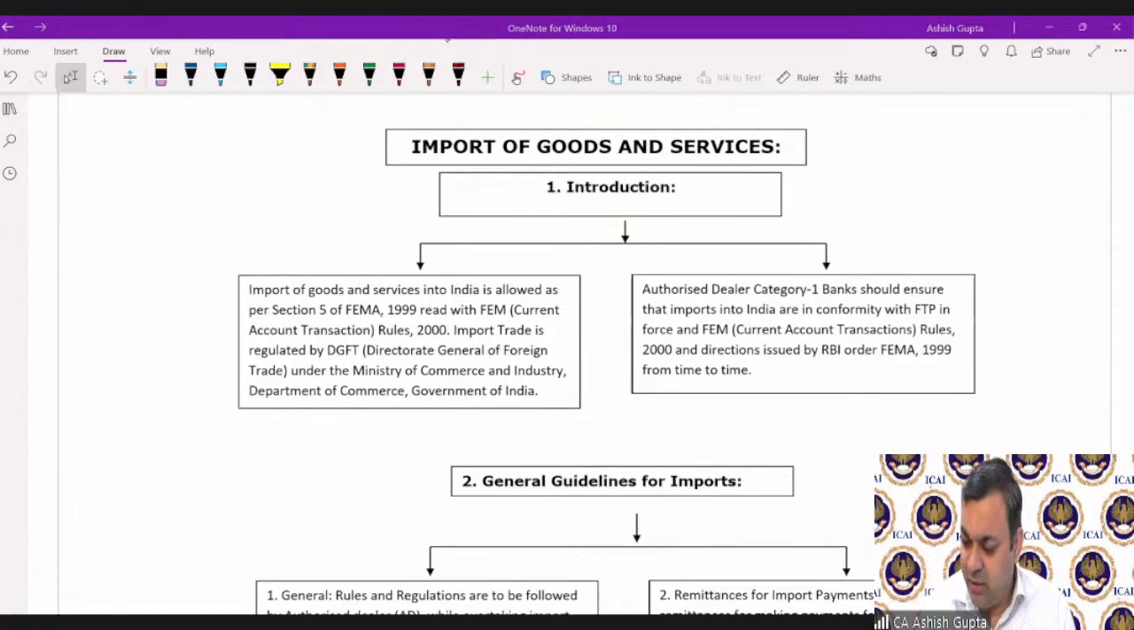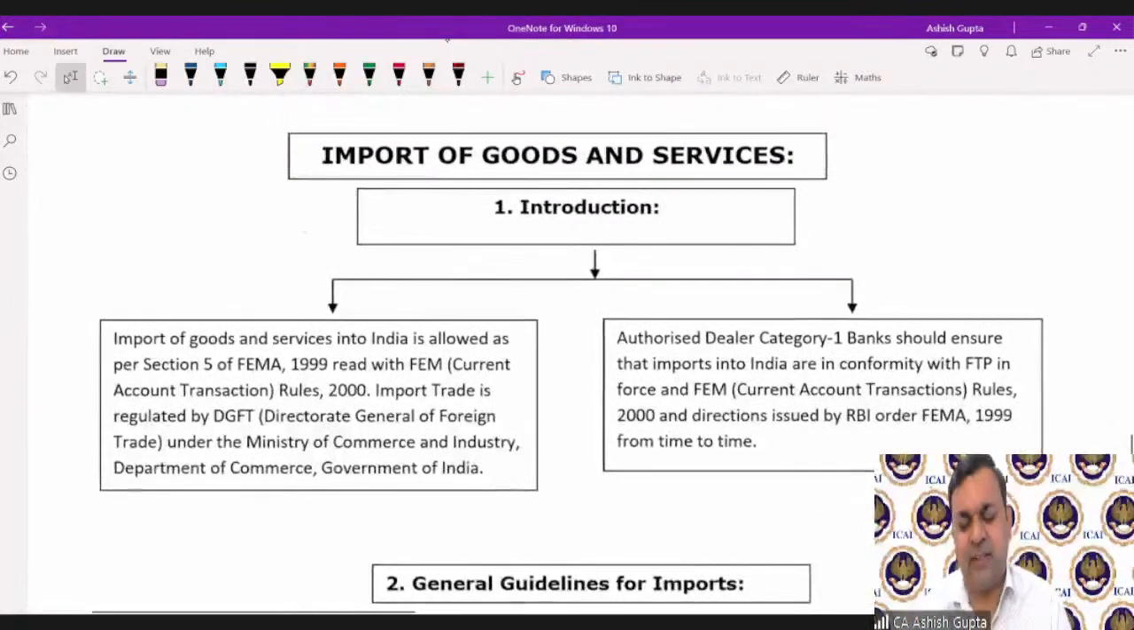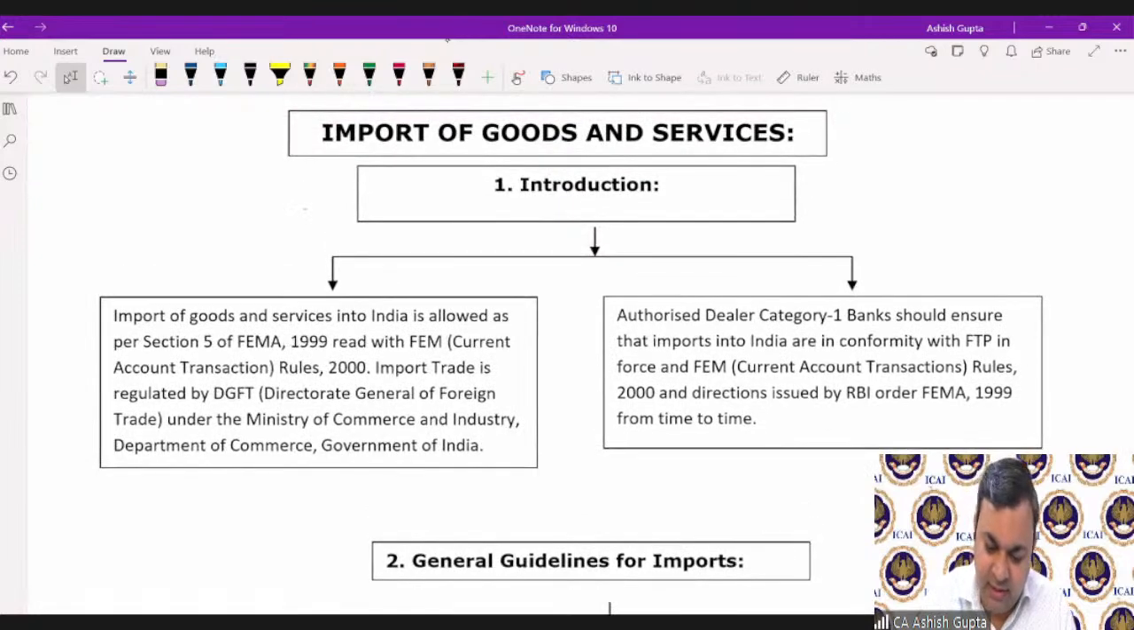Okay, so now we are going to start the import of goods and services concept, right? Now, what is import of goods and services? Same as export of goods and services. Importing means we are importing some goods and services from a place outside India. Try to relate that import of goods and services with export of goods and services, right? Let's start. We will take these topics in a very slow manner, right?